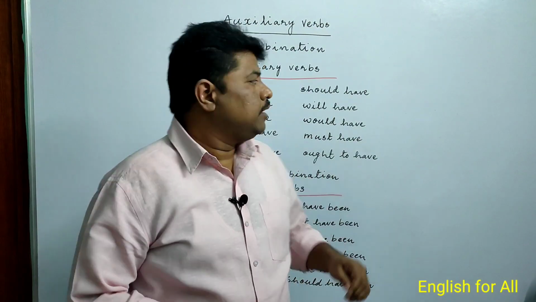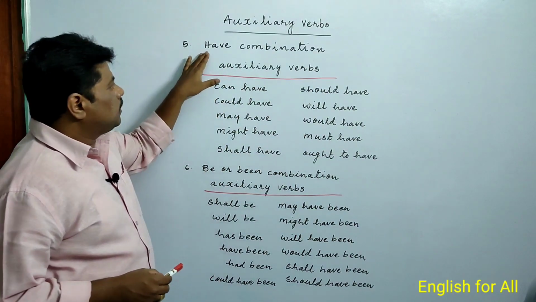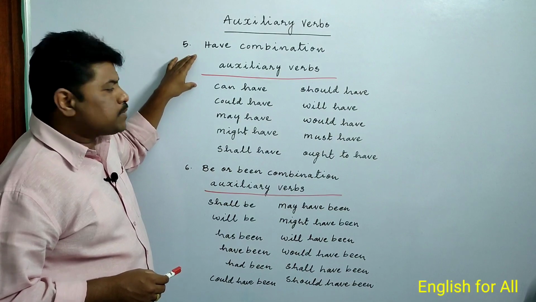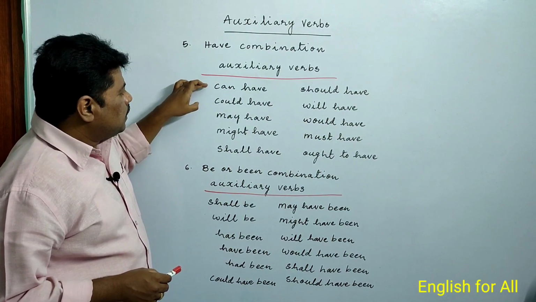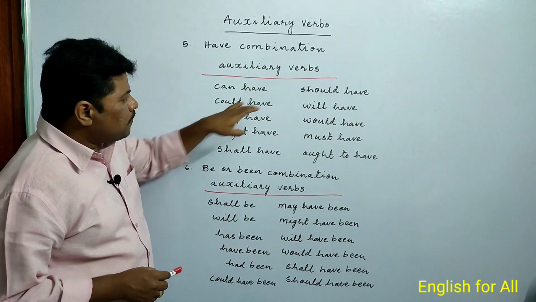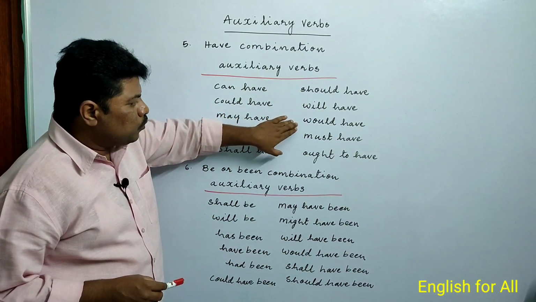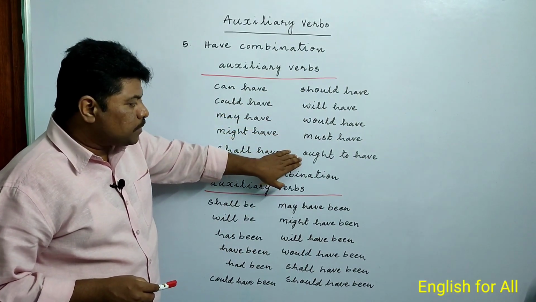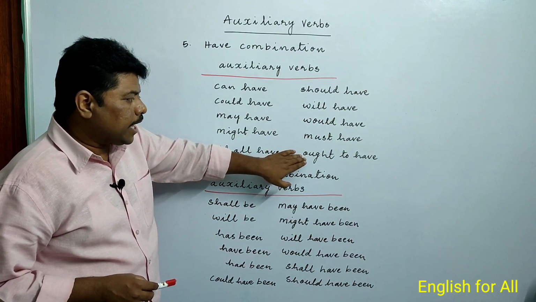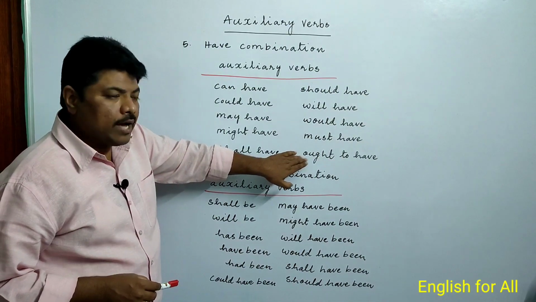Now we shall see the fifth one, have combination auxiliary verbs. As the name suggests, we have can have, could have, may have, might have, shall have, should have, will have, would have, must have, and this particular word is always used as ought to have. We should not say ought have, we have to use ought to have.